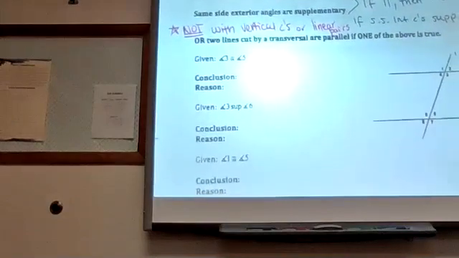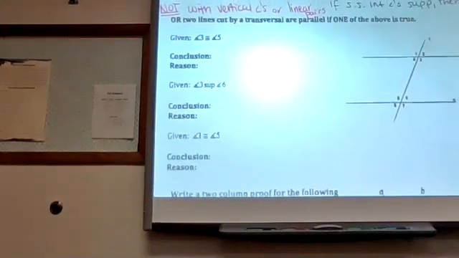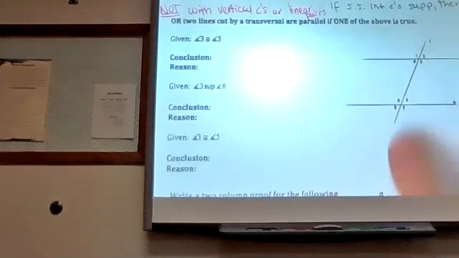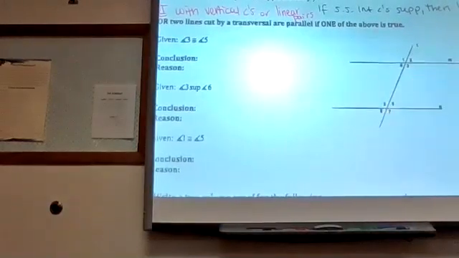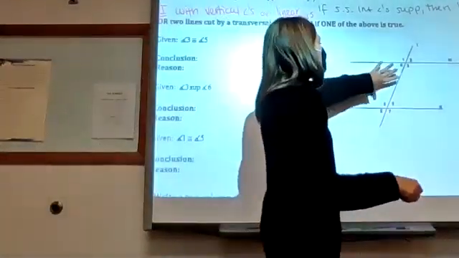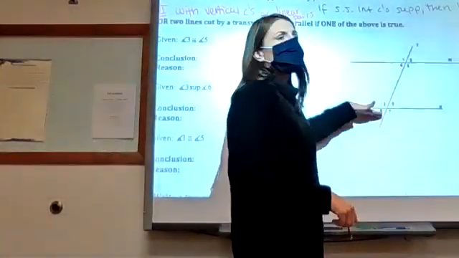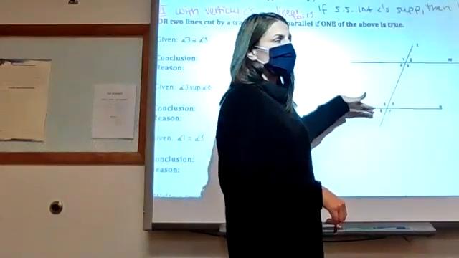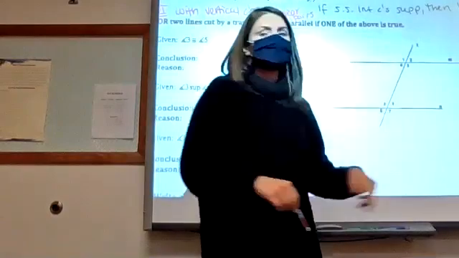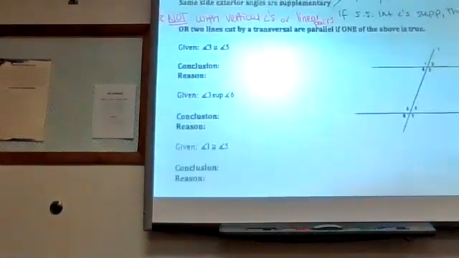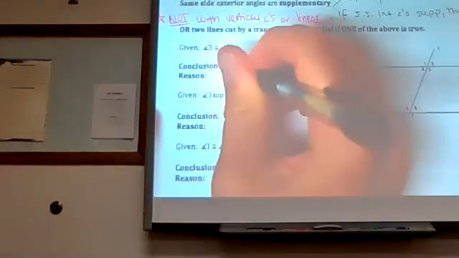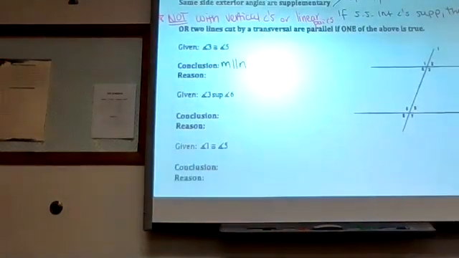So here we have, given 3 and 5, what type of angle relationship are 3 and 5? Alternate interior. So if I'm told that these are congruent, then that tells me that these lines must be parallel, because those alternate interior angles are only congruent if the lines themselves are parallel. So my conclusion is that line M is parallel to line N. If that was my proof, that would be my statement.